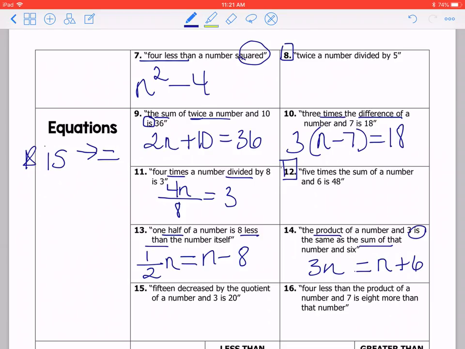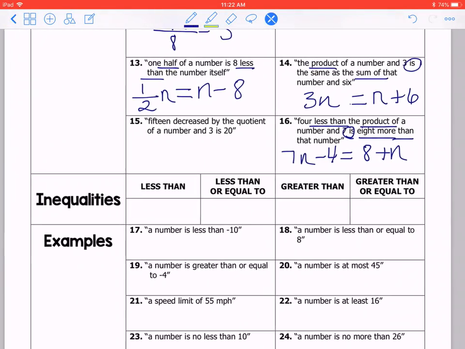Okay, lastly 16, we have less than, and we have product, and we have 8 more, which is more than, which is addition. So 4 less than would be the turnaround. So we're going to start with the product. So we have 7n, but 4 less than that, so subtract it, is, there's our favorite word, 8 more than that number. So you could do 8 plus n, or n plus 8.